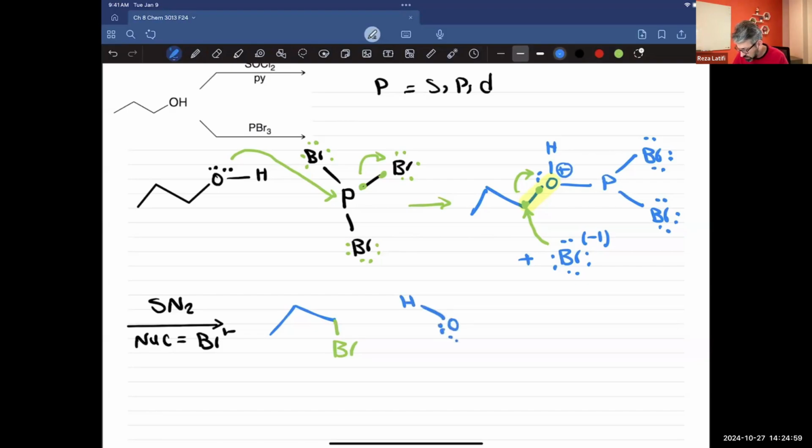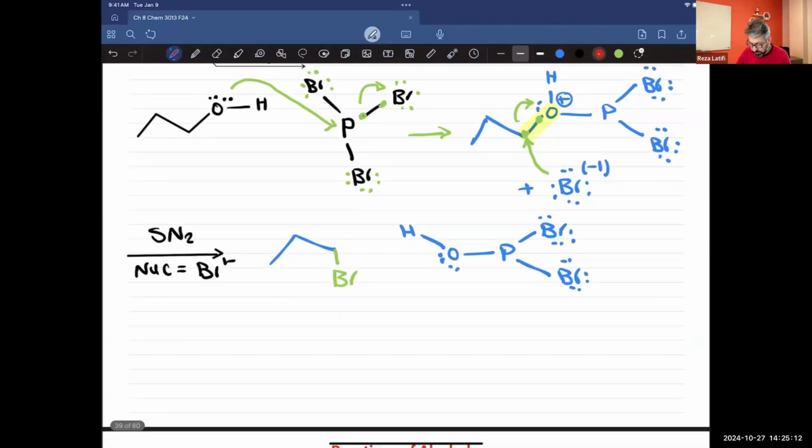Oxygen now has 2 lone pairs and is attached to phosphorus, and phosphorus is attached to 2 bromines. Again, each bromine has 3 lone pairs. So one of the products will be an alkyl halide, and our X in this case is going to be a bromide, and the second one will be HOPBr2. As you see, we got an alkyl halide, and we started with a primary alcohol and ended with an alkyl halide.